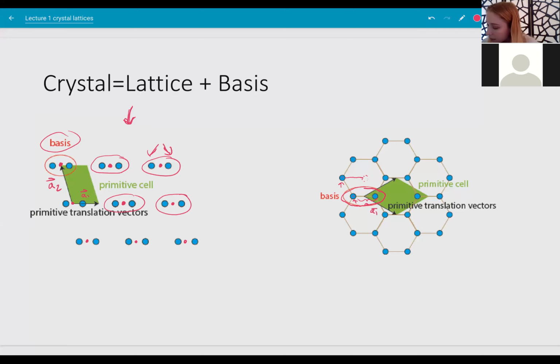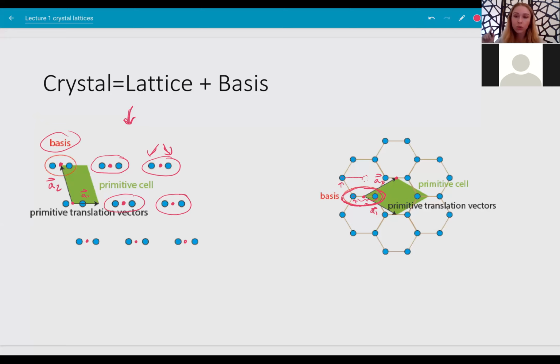Okay, and you can see for yourself that this basis of two horizontal atoms, if we start in their central point and translate by A2, we end up at another central point with the same basis around it. And you can repeat this exercise to convince yourself that indeed this is one choice of primitive translation vectors that properly captures this honeycomb lattice.